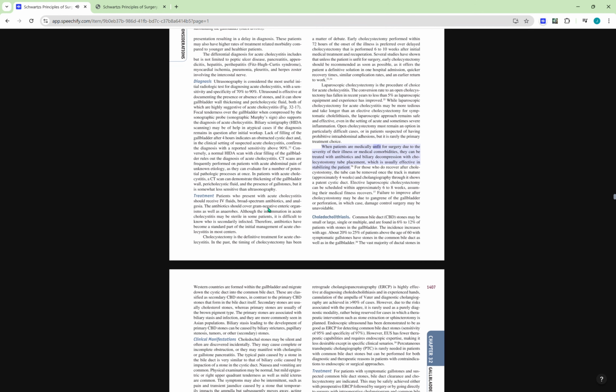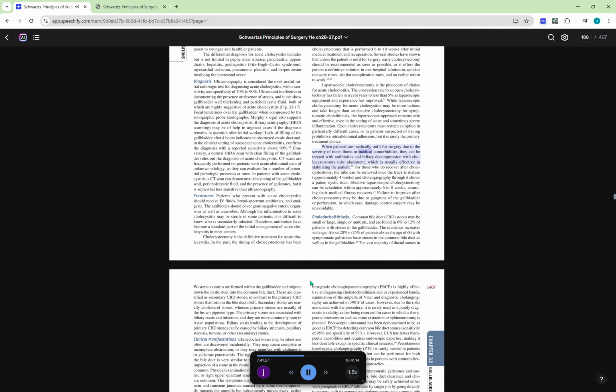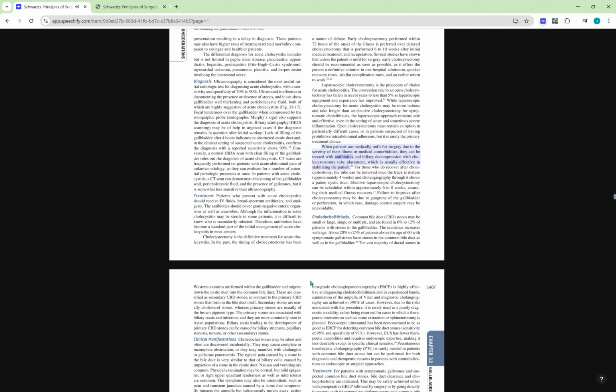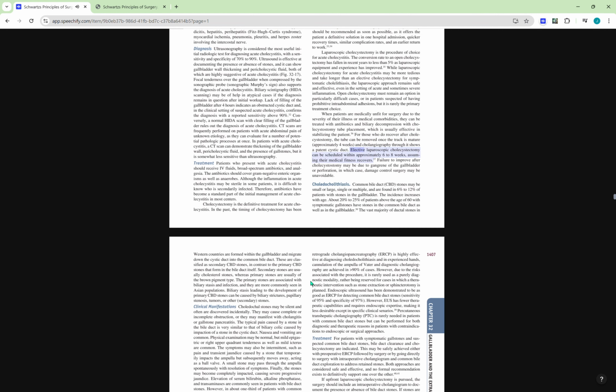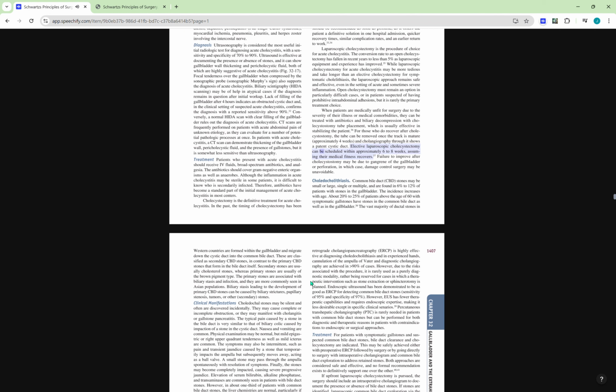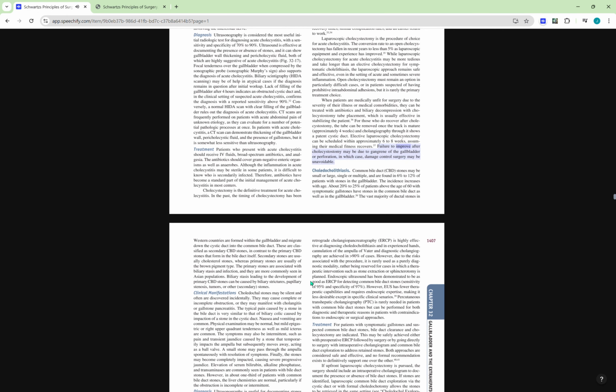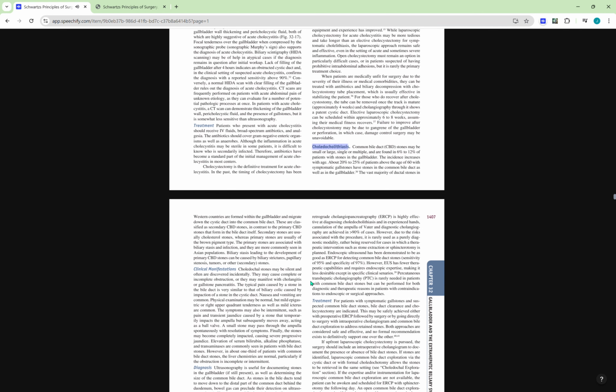When patients are medically unfit for surgery due to the severity of their illness or medical comorbidities, they can be treated with antibiotics and biliary decompression with cholecystostomy tube placement, which is usually effective in stabilizing the patient. For those who do recover after cholecystostomy, the tube can be removed once the tract is mature, and cholangiography through it shows a patent cystic duct. Elective laparoscopic cholecystectomy can be scheduled within approximately 2 weeks, assuming their medical fitness recovers. Failure to improve after cholecystostomy may be due to gangrene of the gallbladder or perforation, in which case damage control surgery may be unavoidable.